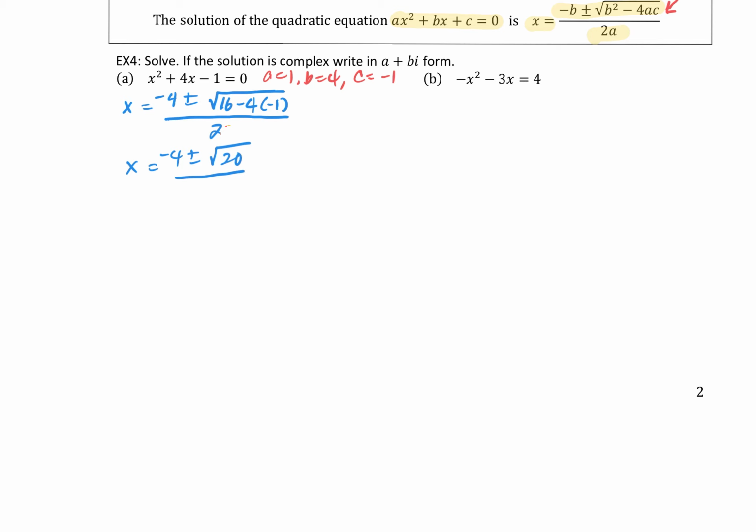over 2. And some people may want to reduce the -4 and the 2, but remember you can't do that because the numerator is not factored. The plus minus means that there's two terms. It's not factored. It's an addition subtraction problem. You can only cancel if you can cancel a 2 from every single term, including the square root of 20.